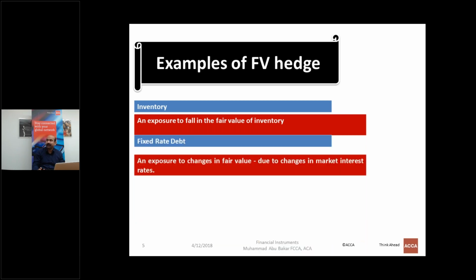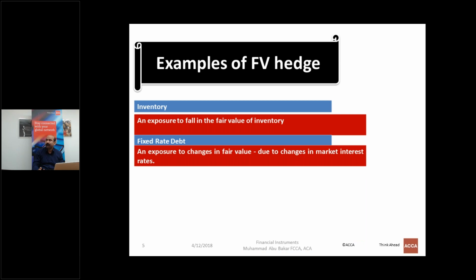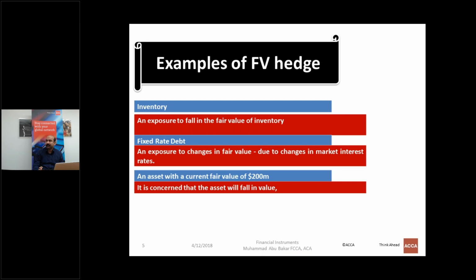And similarly, fixed rate debt. An exposure to changes in fair value due to changes in market interest rate, as I explained with the help of a small example of a bond where 2% per annum is the fixed interest rate. Because this is fixed, this is a fair value hedge. An asset with a current fair value of 200 million, it is concerned that the asset will fall in value, and an unrecognized firm commitment.